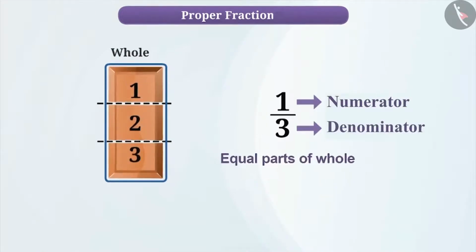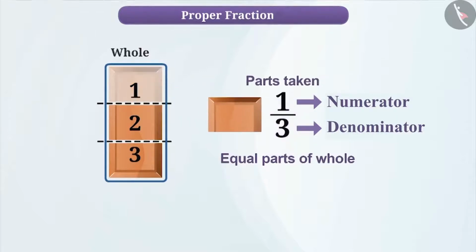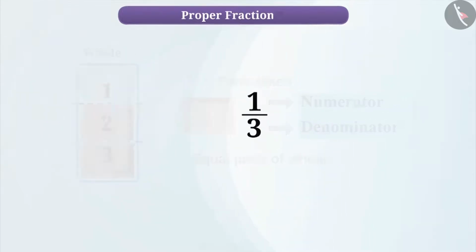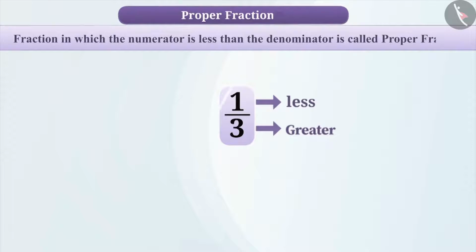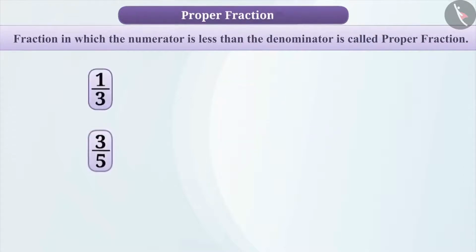The number of equal parts the whole is divided into becomes the denominator, and the number of parts taken becomes the numerator. As you can see, in this fraction, the numerator, that is 1, is less than the denominator, that is 3. Fraction in which the numerator is less than the denominator is called a proper fraction. Similar to 1 by 3, there are some other fractions like 3 by 5, 6 by 7, etc.